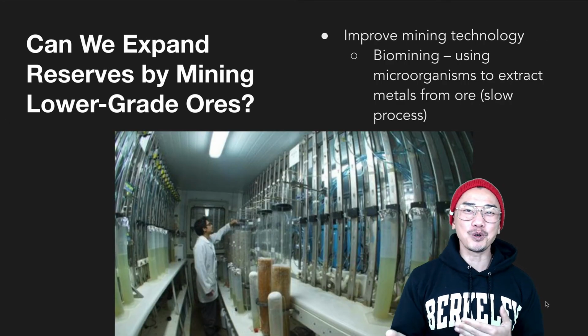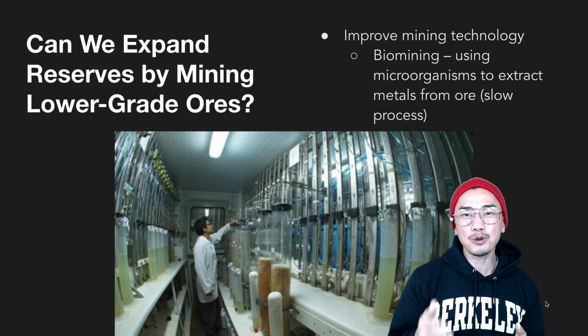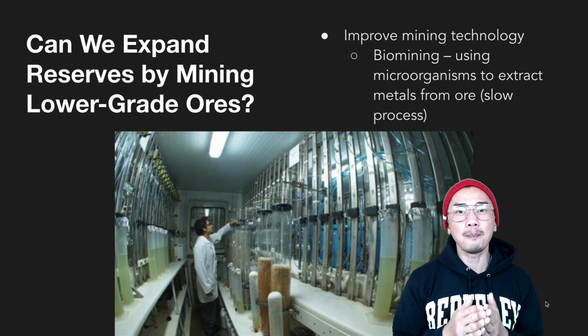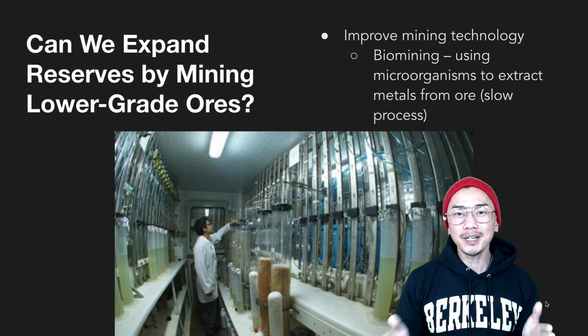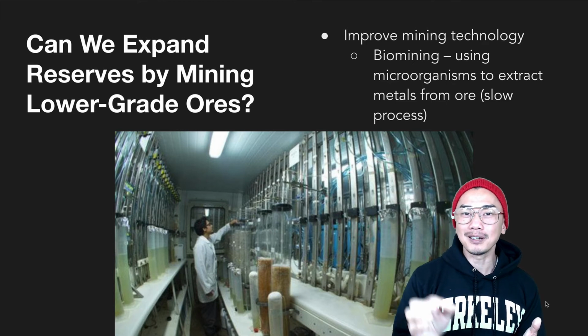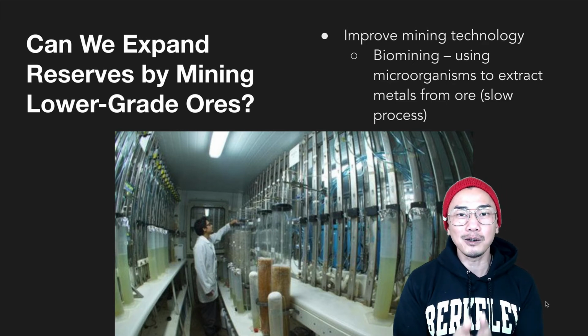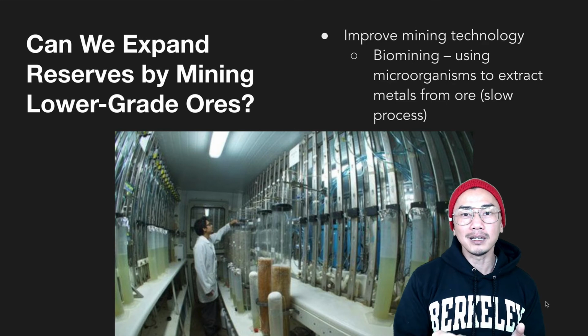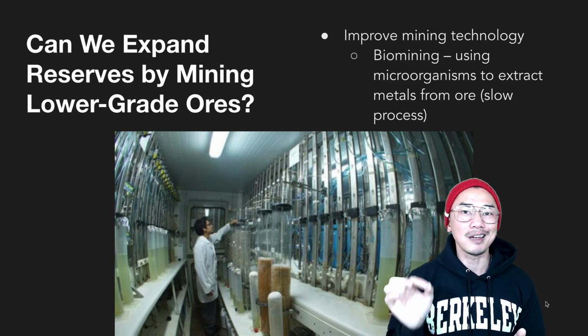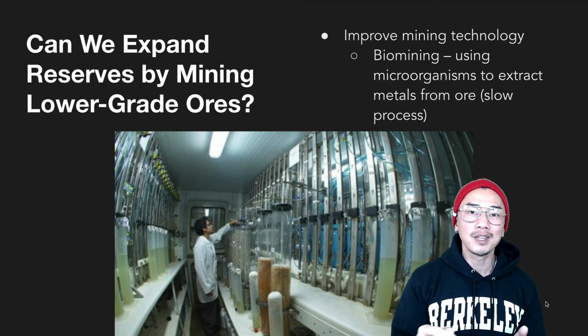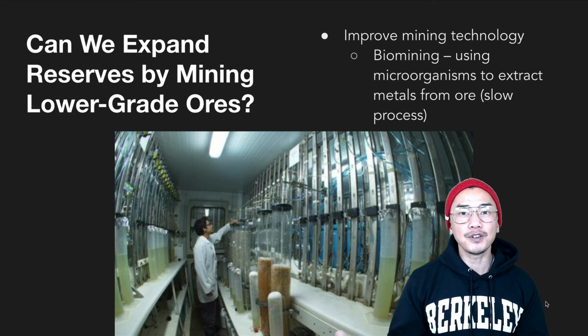One way we can improve the impact of mining low-grade ore is by improving mining technology. One example of how we are improving mining technology is biomining. Biomining is using microorganisms to extract metals from an ore. This is a slow but efficient process.